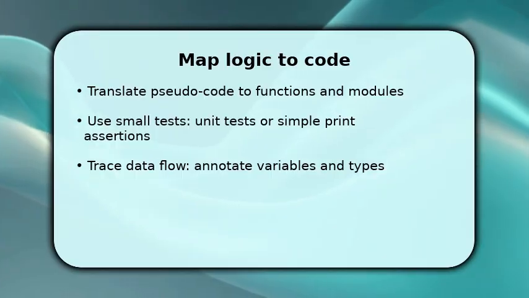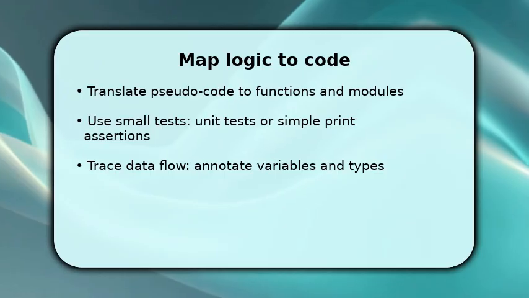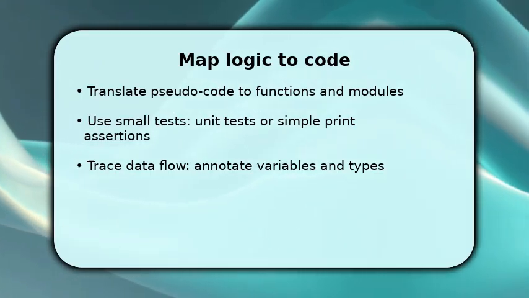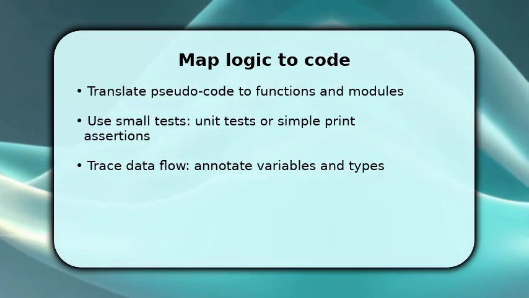Make sure to trace data flow by annotating variables and types, which clarifies how values change. As you implement, refactor repetitious parts into helper functions. This reduces cognitive load. Finally, run through a full example input.